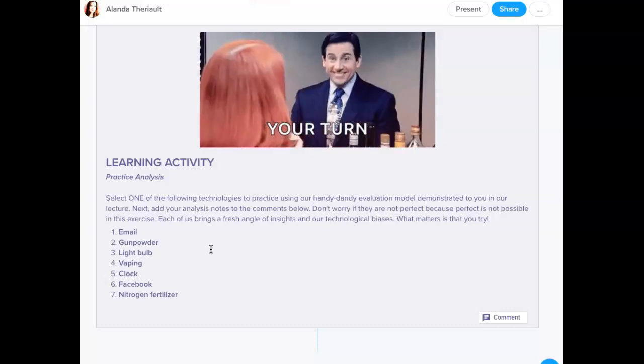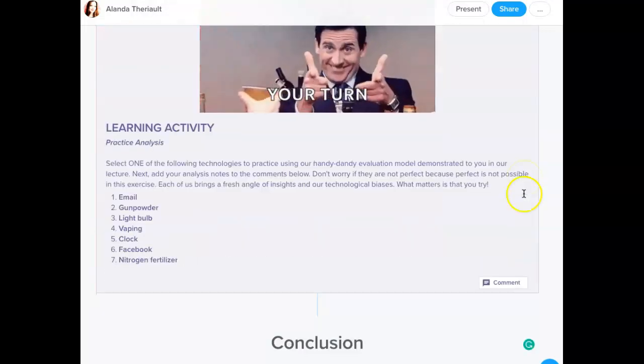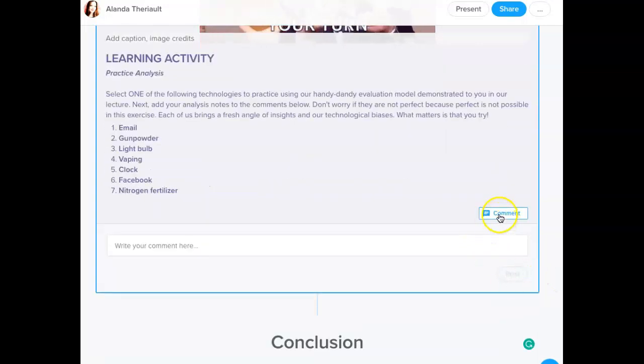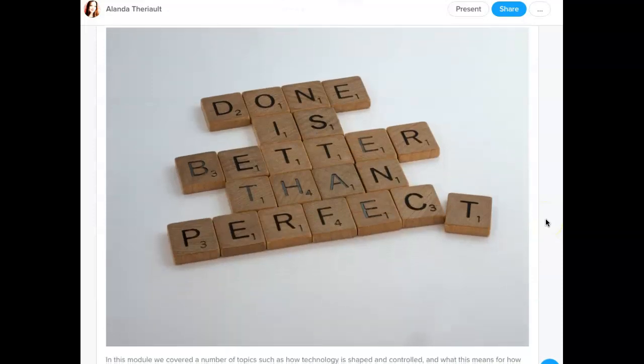You're going to follow the list. You're going to make a list of the social needs, the inventions that come from it, and then the positive and negative impacts. And extra bonus props to you if you can indicate whether you think it's an intended or an unintended consequence. So you can pop your answers just down here in the comment box. And that is it for this time around.